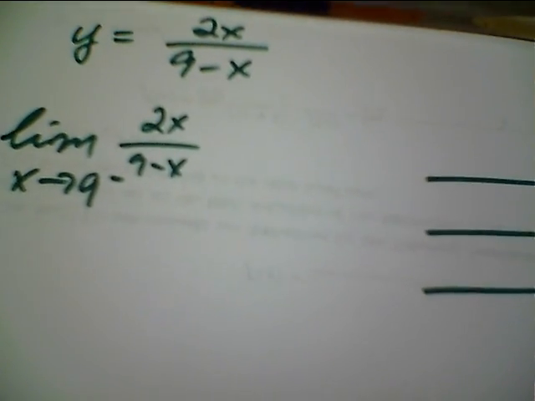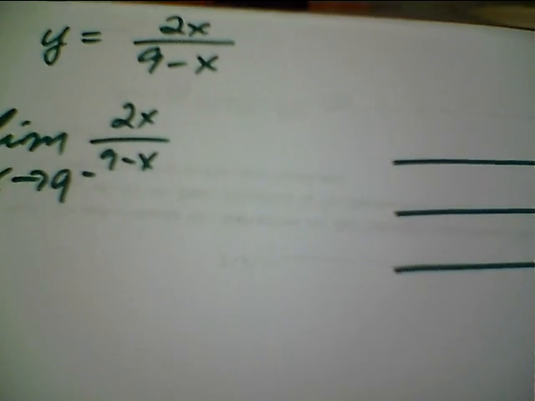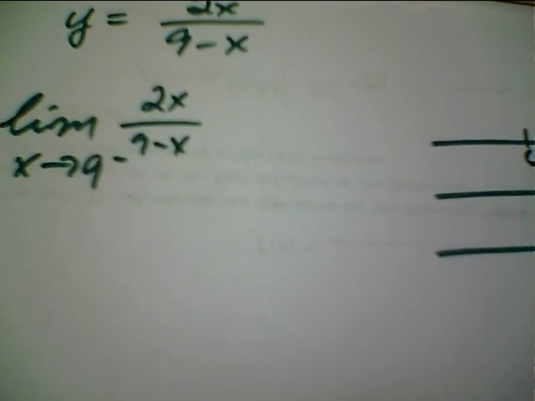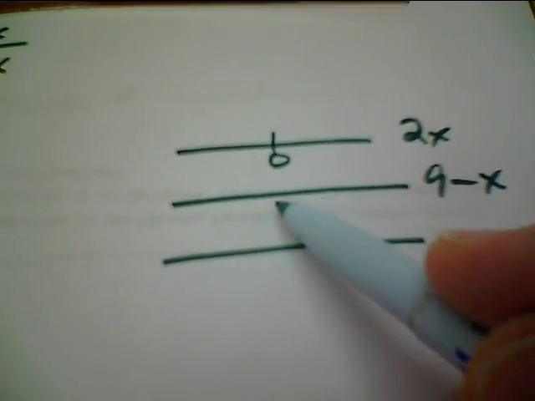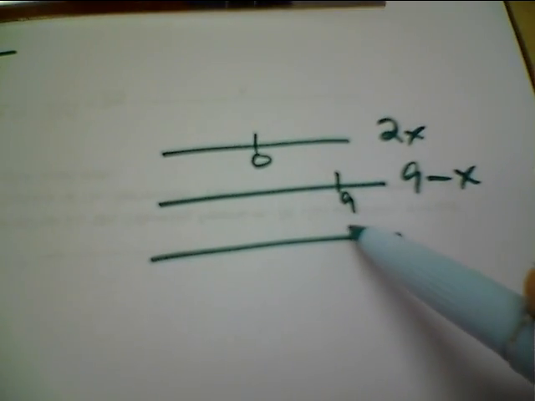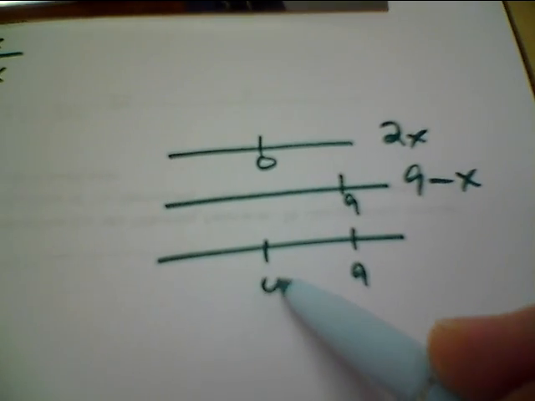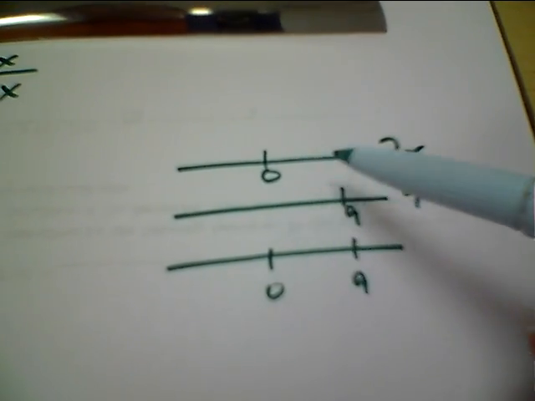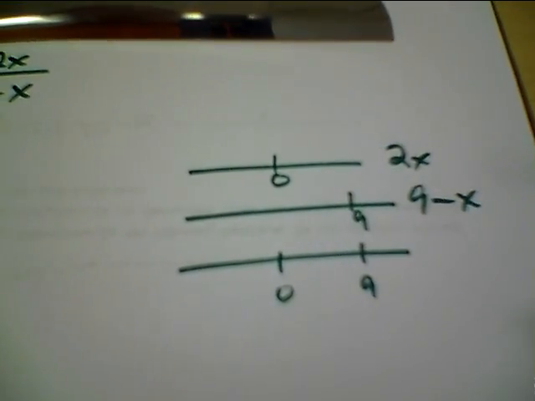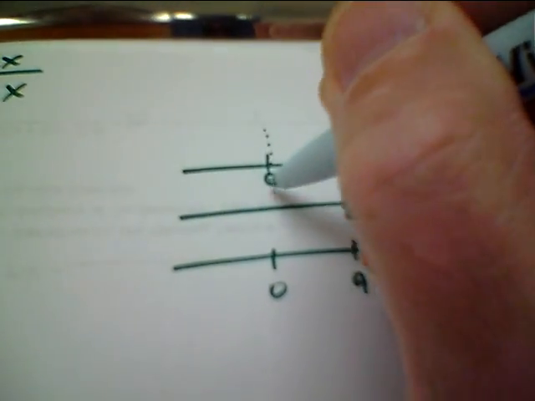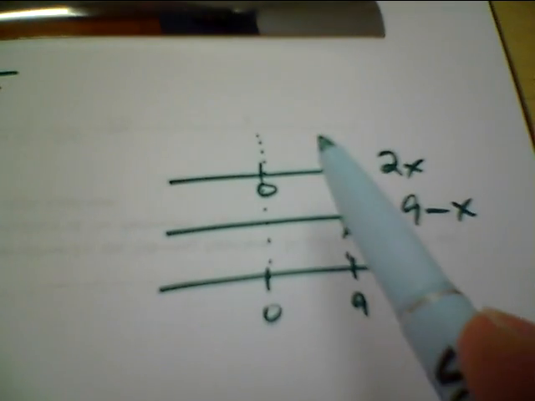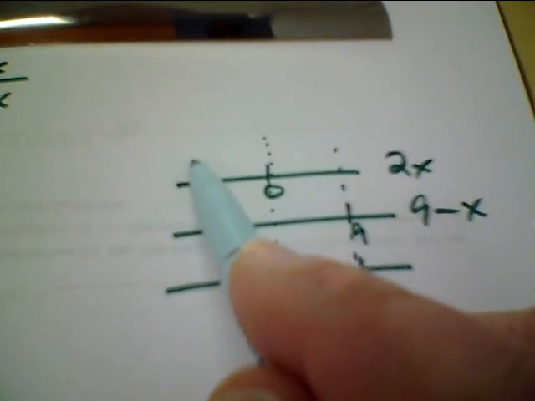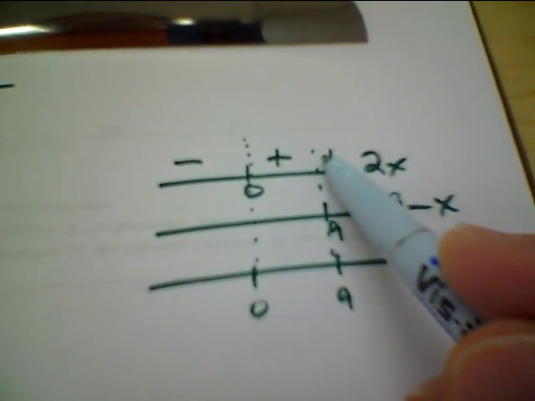So I look at the linear factors, and I have 2x, and I have 9 minus x. And this 2x is 0 at x equals 0, and 9 minus x is 0 at positive 9. So I create my sign chart with my points, with my lines, so that the points are juxtaposed to one another. 9 is bigger than 0, for example. And then I do some sign analysis. So 2x is negative to the left of 0 and positive to the right of 0.